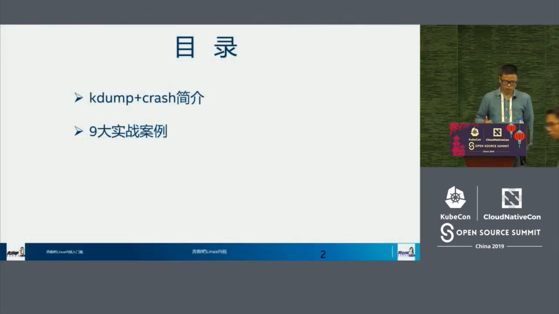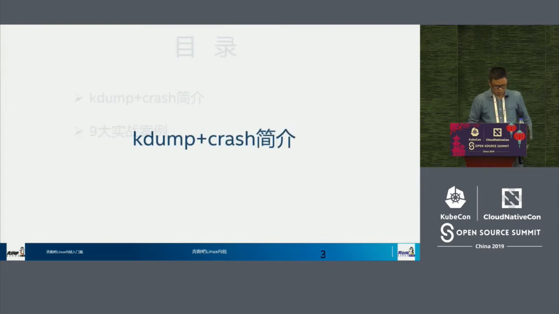For my part, I would like to introduce kdump and the crash tool. I would like to give a brief introduction, and we have 9 practical examples. I will briefly go through 8 examples, and the final one, the 9th, will be very complicated and will be handled by Gavin.